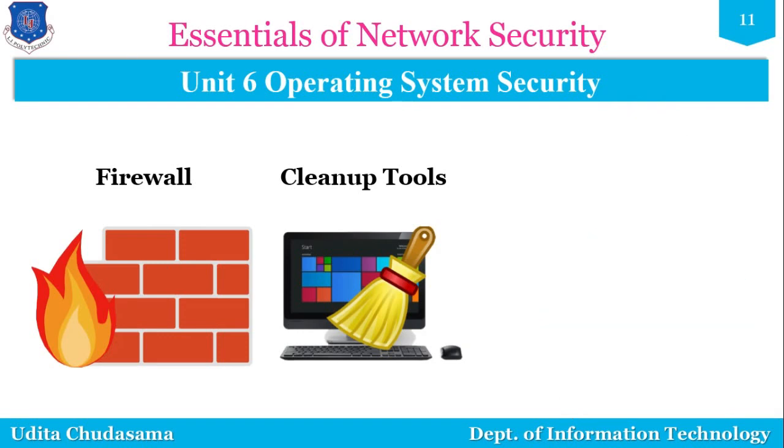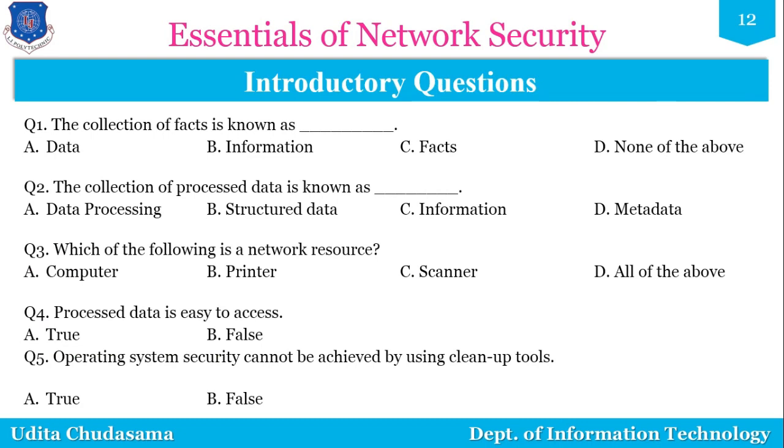Now, before ending this session, I would like to discuss some of the MCQ questions which can be asked in your examination. So the first question is, the collection of facts is known as blank. The collection of processed data is known as blank. Which of the following is a network resource? Then the fourth one, processed data is easy to access, whether it is true or false. Operating system security cannot be achieved by using cleanup tools, whether it is true or false.